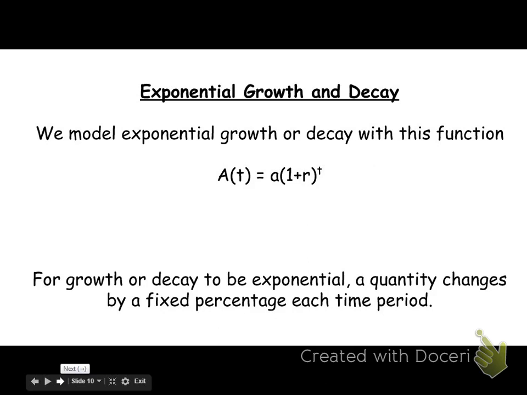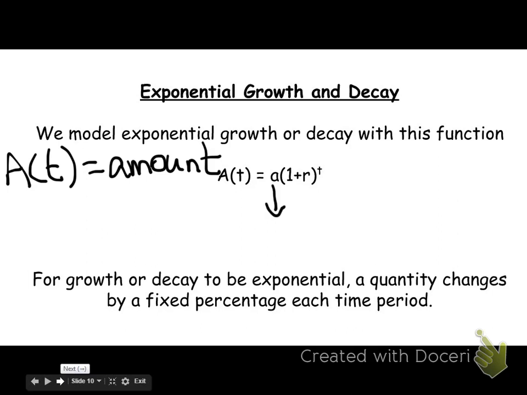We model exponential growth or decay with this function. A of t equals A times the quantity 1 plus R to the t power. A of t represents the amount. It's actually the amount that you have after you go through so many time periods.